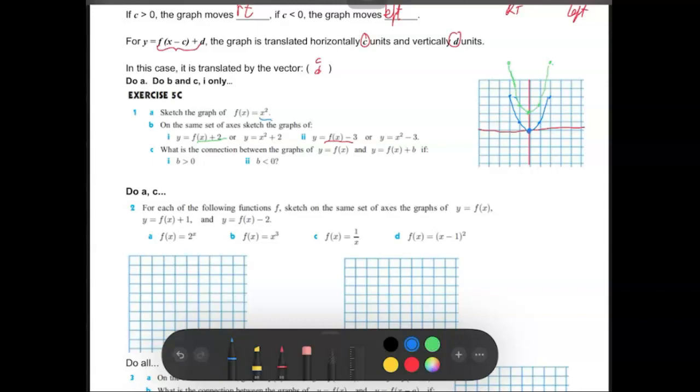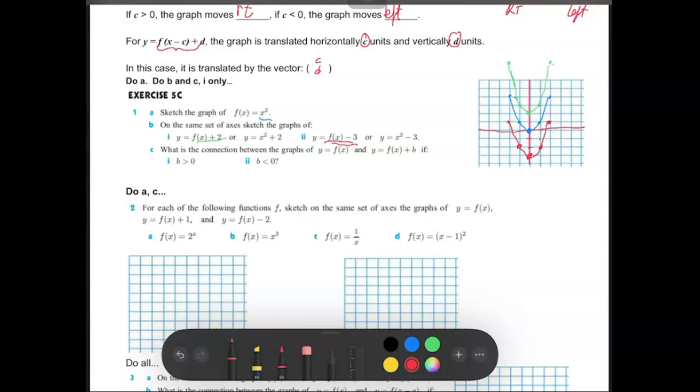The blue function is what we call the parent function, x squared. When we have x squared plus 2, or f of x plus 2, we move it 2 units up. And if we want to do f of x minus 3, then we move it 3 units down. So 1, 2, 3 units down. And then we draw our curve. So I just drew the parent function in blue, the green function translated 2 units up, and the red function translated 3 units down.